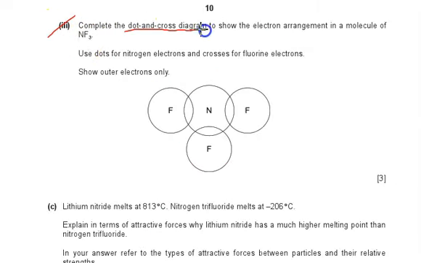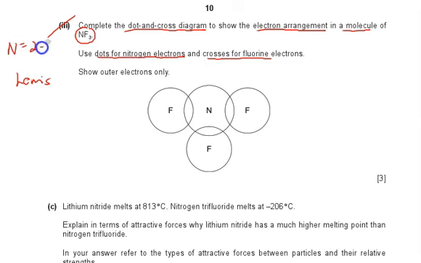Complete the dot and cross diagram to show the electron arrangement in a molecule of nitrogen trifluoride. Use dot for nitrogen electrons and cross for fluorine electrons. Outer electrons only. My advice here is please train drawing the Lewis structure. Here nitrogen you have 2, 5. So these are the valence electrons.